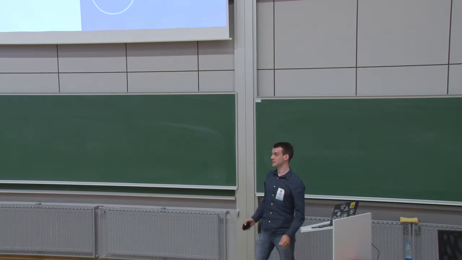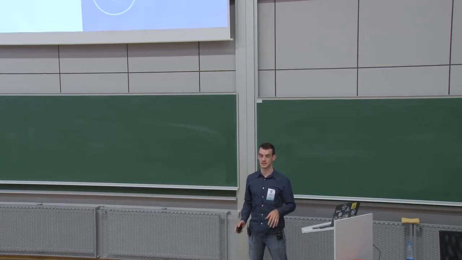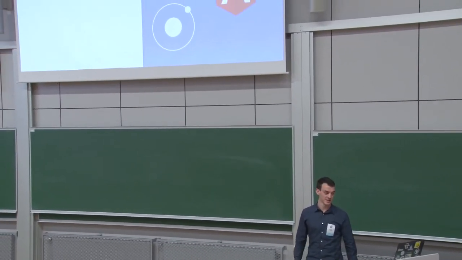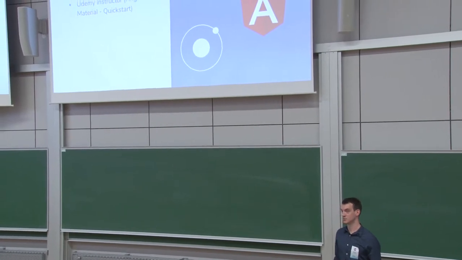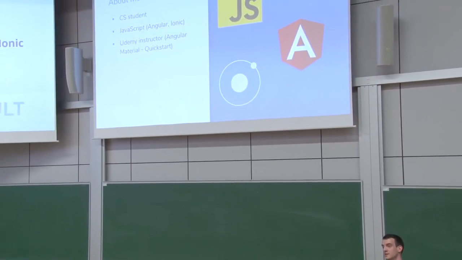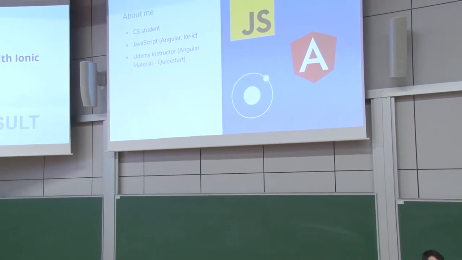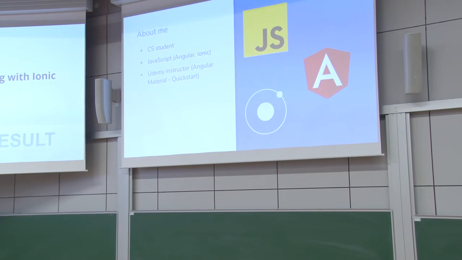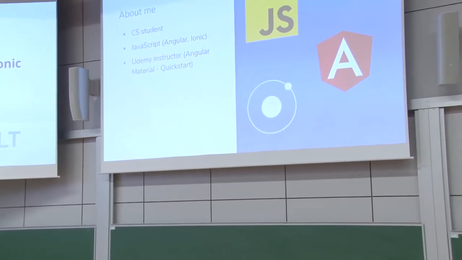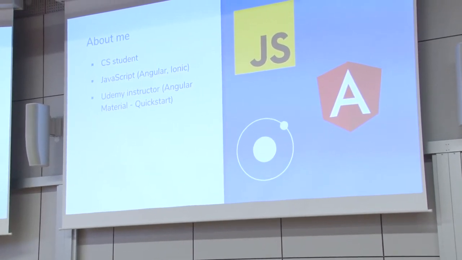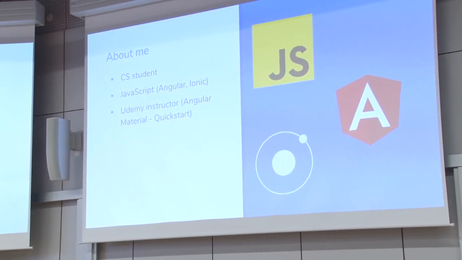A little bit about me. I'm a computer science student at this university, and my passion is web development. I can transition mainly into the JavaScript world, so I like working with frameworks like Angular or Ionic, React, and so on. My second passion is using the same web skill set to build mobile applications. And this is where Ionic comes into play.